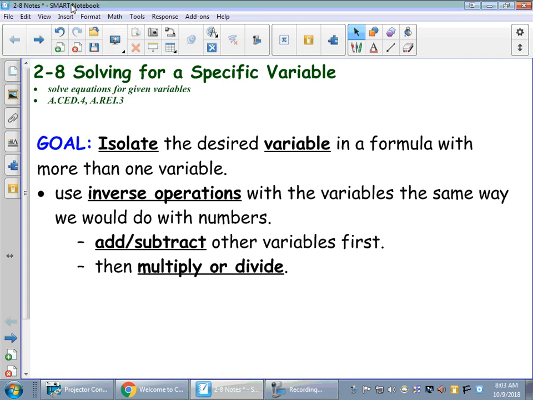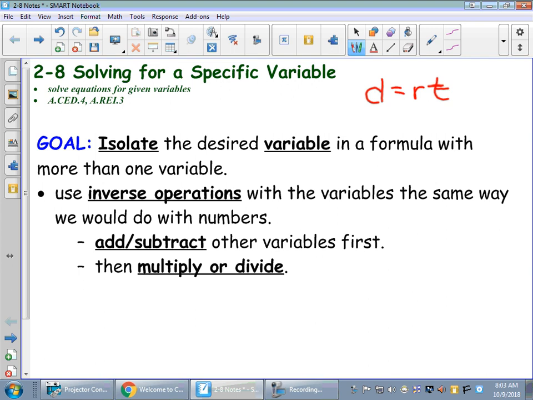These are your 2.8 notes on solving for a specific variable. So the goal in this section is to isolate the desired variable in a formula with more than one variable. A lot of formulas that we work with have more than one variable involved, like distance equals rate times time. There would be a d, an r, and a t. And in any given moment, maybe you want that equation solved for d, solved for r, solved for t.